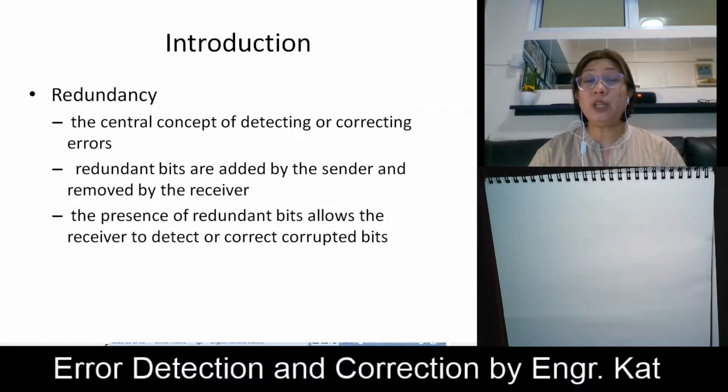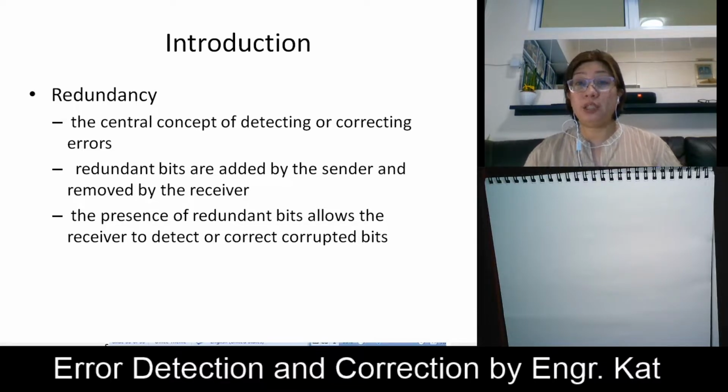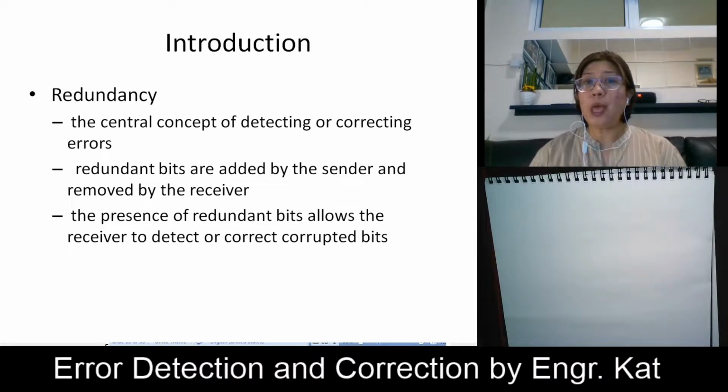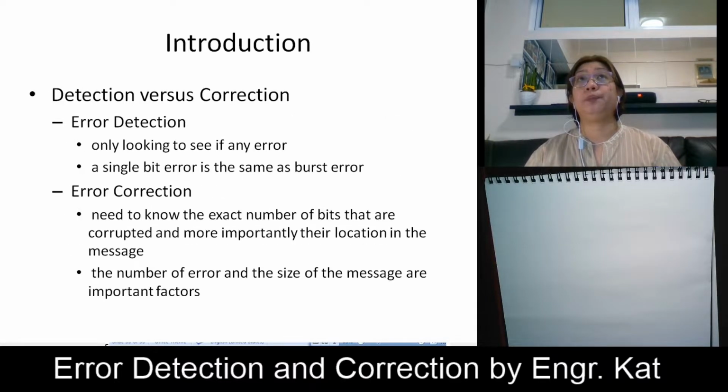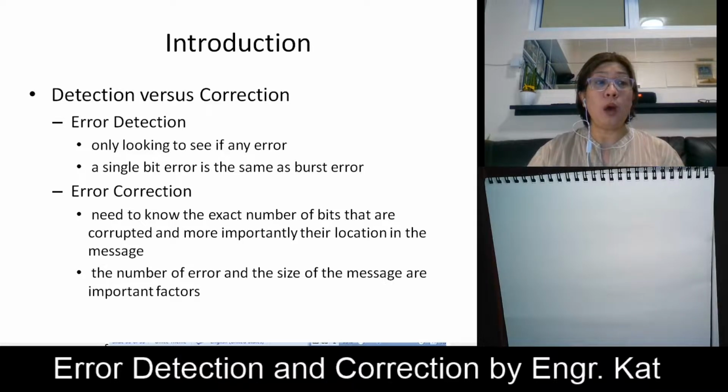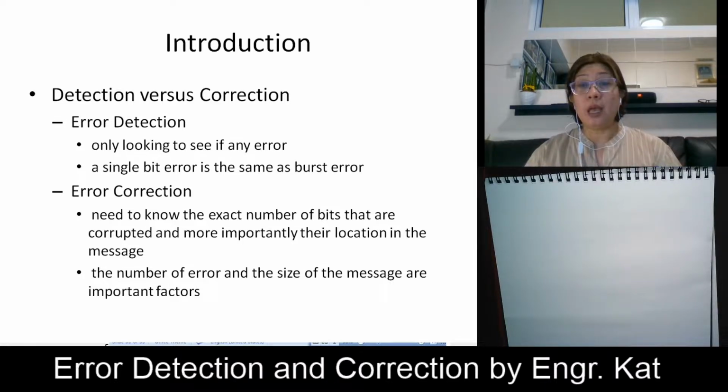Okay, so these redundant bits are added by the sender, and they are removed at the receiver because they are not a part of your original information. The presence of redundant bits allows the receiver to detect or to correct corrupted bits. We keep mentioning error correction and detection, so what is the difference between the two? We have here detection versus correction.